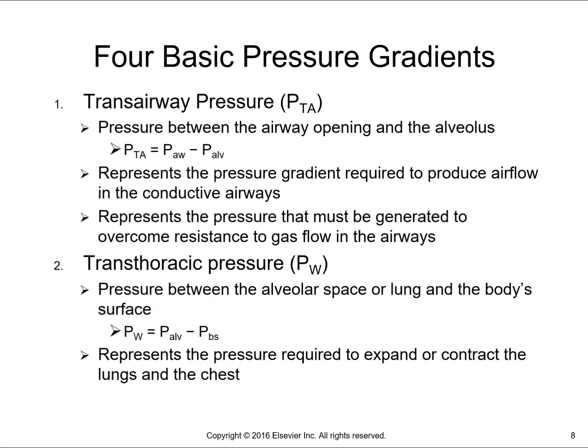Okay, now we have 4 basic pressure gradients. Again, a gradient is where pressure moves from an area of high pressure to an area of low pressure. Okay, so first one is a trans-airway pressure, and that is dealing with the airway opening, your pie hole, and the alveolus. So from your mouth all the way down to your alveoli, that is your trans-airway pressure.